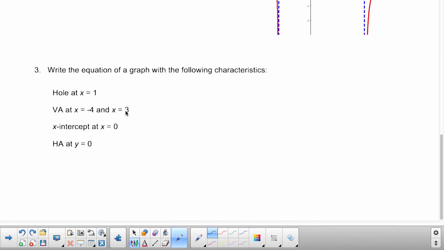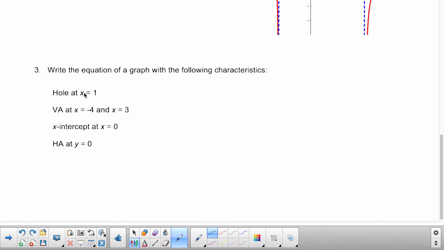The last thing we're going to talk about today is being able to come up with the equation of a graph when you're given its characteristics. Now, the cool thing about this is that we don't have to learn anything new. We already know enough to be able to interpret this and write our own graph. We'll just take it step by step. So we have a hole at x equals 1.